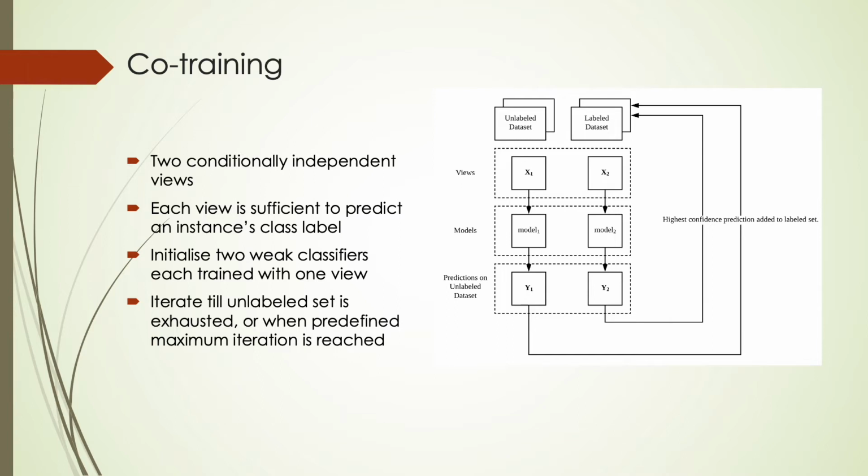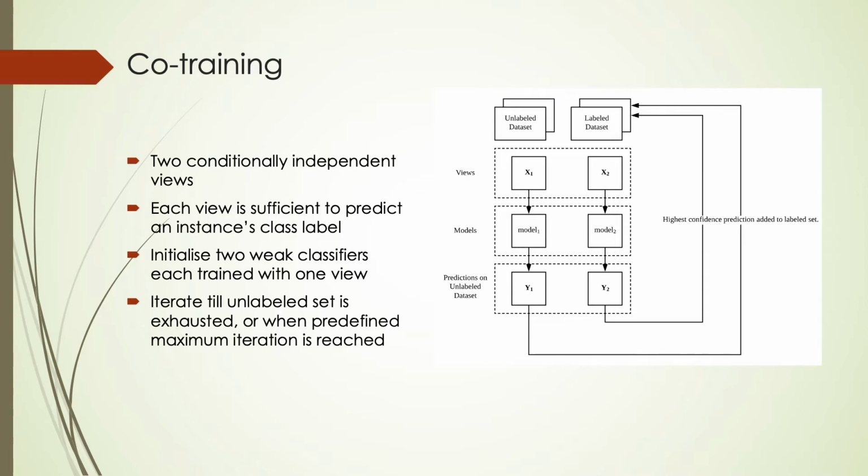Co-training assumes that each instance is described by 2 views. The 2 views are expected to be conditionally independent, and each view is sufficient to predict an instance class label. With a small number of labeled examples, 2 weak classifiers are first trained, where each is trained with 1 view. Both weak classifiers are used to predict the labels of unlabeled instances, and the instances with the most confident predictions are added as labeled instances to learn better classifiers.